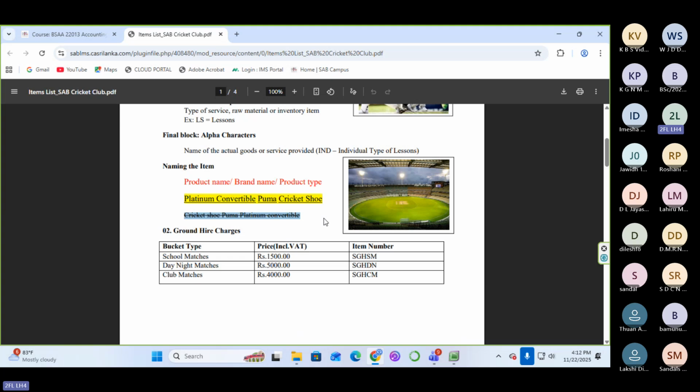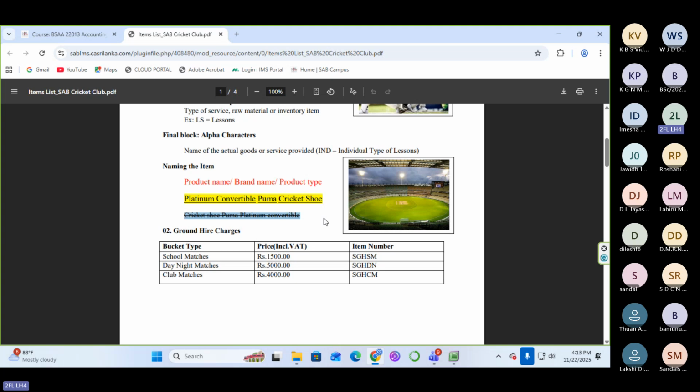Then again, you keep a space and you type Puma. Under the Puma brand also, there are so many items. Then you will be typing platinum convertible. That means you have typed the entire name. Until you type the entire name, you couldn't find the item, because you started with the broad category and then came to the narrow. You understand? Then you can't make use of that autofill function. Autofill doesn't help you because you have to anyway type the entire name of the item.